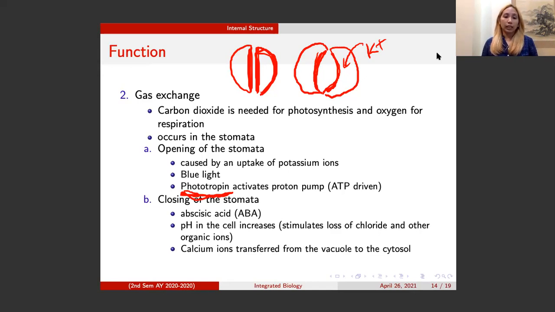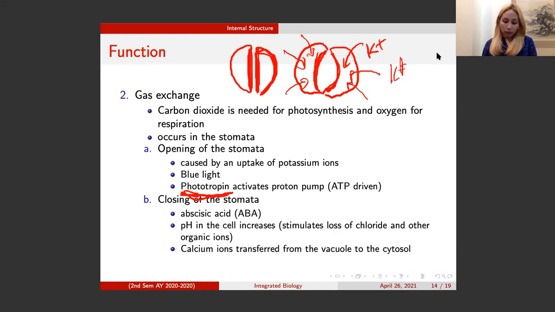phototropin basically activates the proton pump, right? This proton pump is ATP driven. So gumagamit siya ng ATP, right? And so ang mangyayari, bababa ngayon yung pH inside the guard cell, and this will open more influx channels for the potassium. And dahil dyan, papasok ngayon yung water.